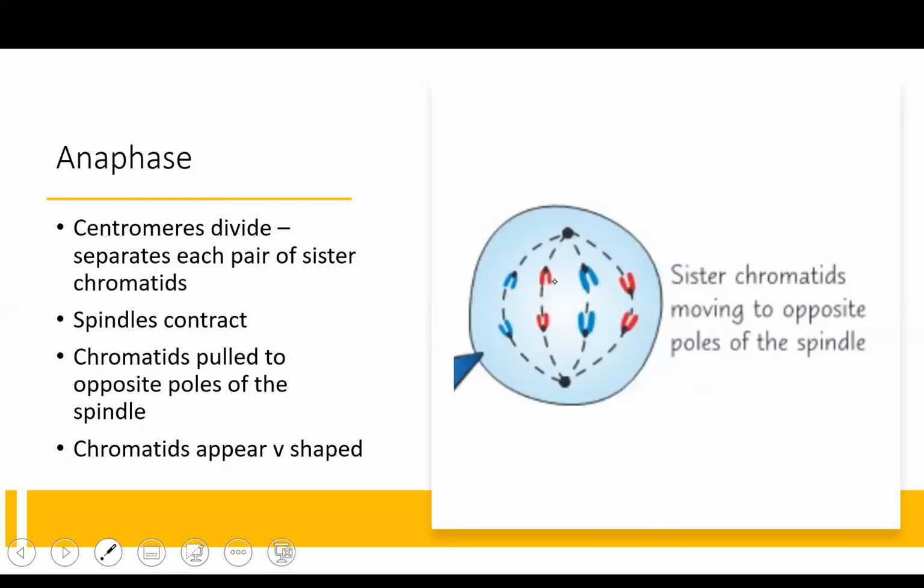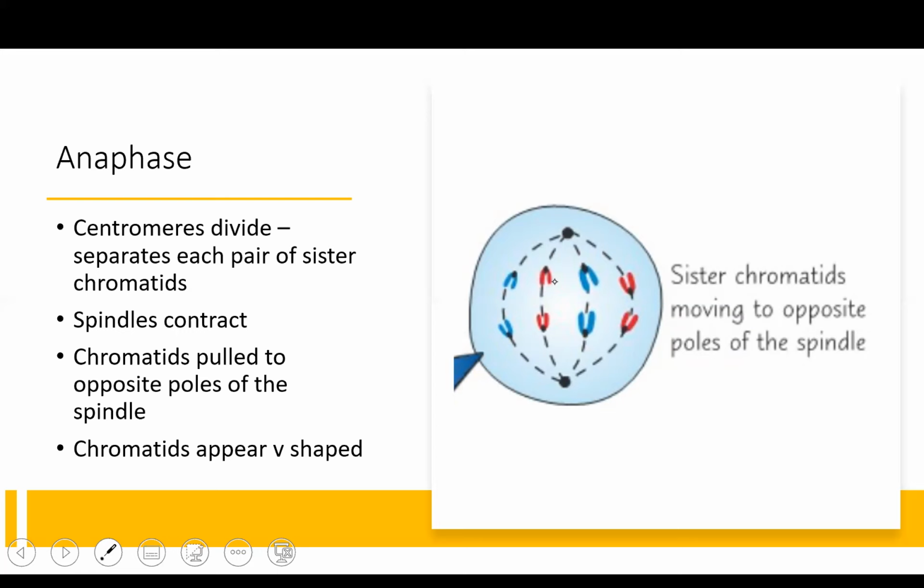And in anaphase, the centromeres are going to divide. And when the centromeres divide, they separate each pair of sister chromatids. So remember the chromatids, when we split, because we've got 2 copies. The spindles contract and they pull the chromatids to opposite poles of the spindle. And they go centromere first. Because they go centromere first, this makes the chromatids appear V-shaped. So if you ever looked at this with a microscope, you'd be able to tell it's going through anaphase because we would have this V shape here.